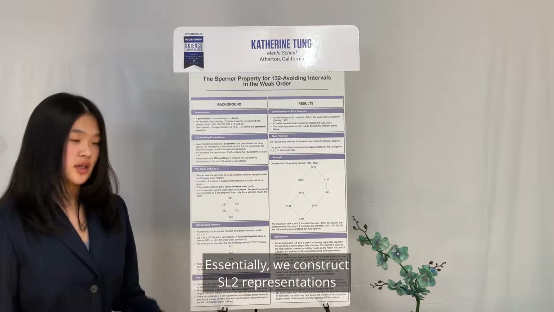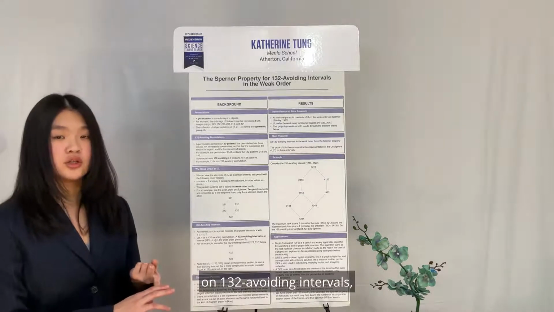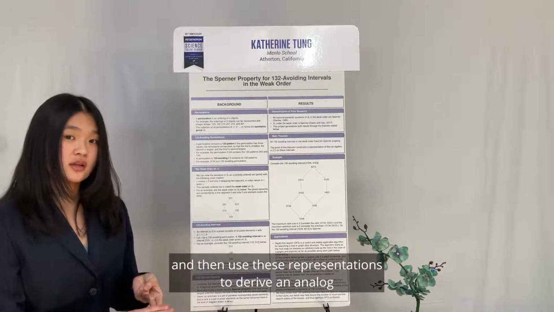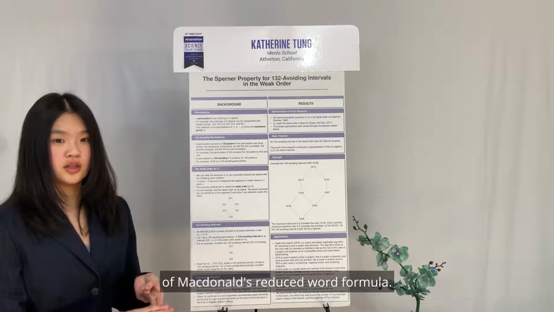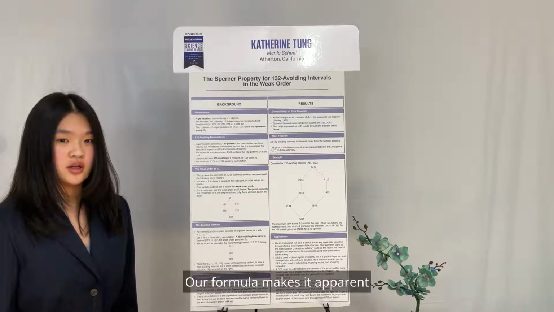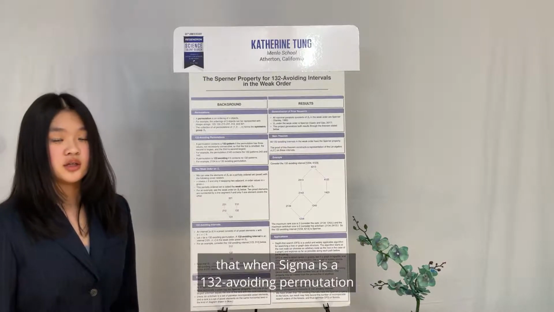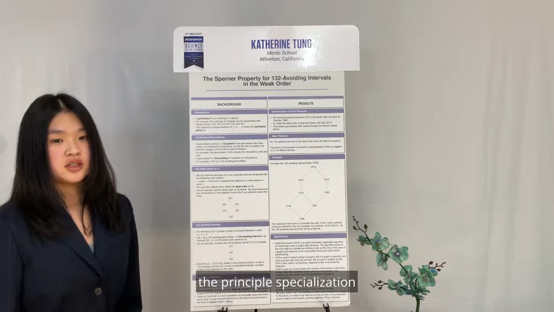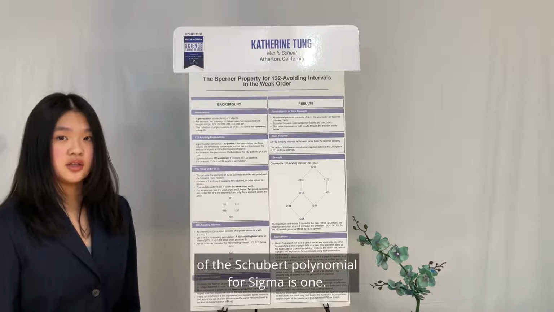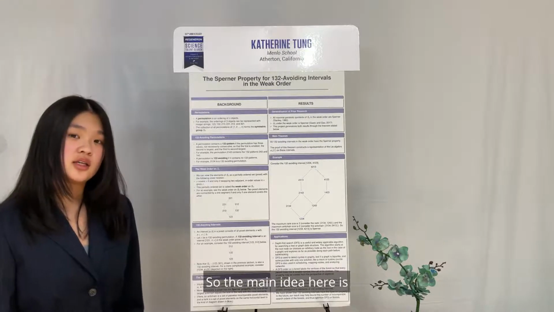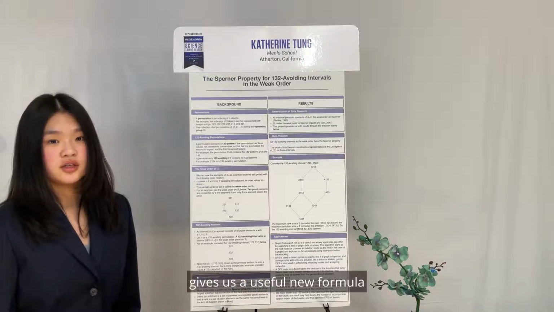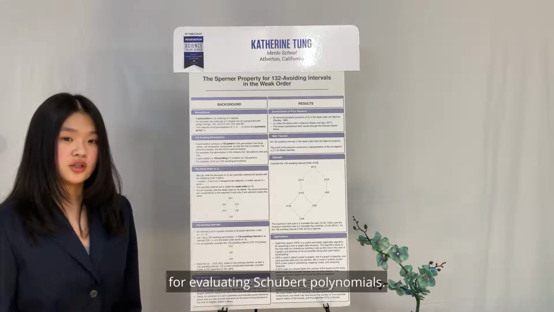Essentially, we construct SL2 representations on 132 avoiding intervals, and then use these representations to derive an analog of Macdonald's reduced word formula. Our formula makes it apparent that when sigma is a 132 avoiding permutation, the principal specialization of the Schubert polynomial for sigma is 1. So the main idea here is that the Sperner property of 132 avoiding intervals gives us a useful new formula for evaluating Schubert polynomials.